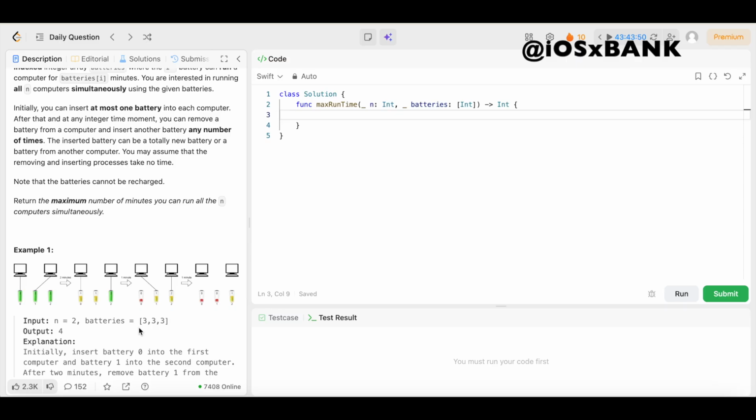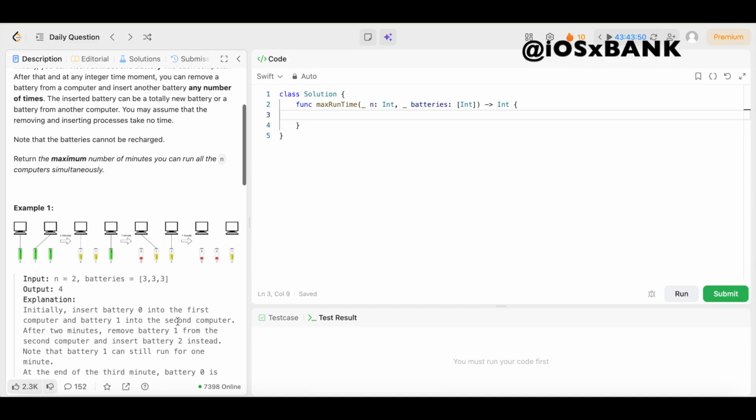Basically, we're given an array of batteries and a number of computers. We want to see what's the maximum number of minutes we can run the computers at the same time. Each one of these batteries represents the amount of time that the battery can run. So let's take a look at example one.